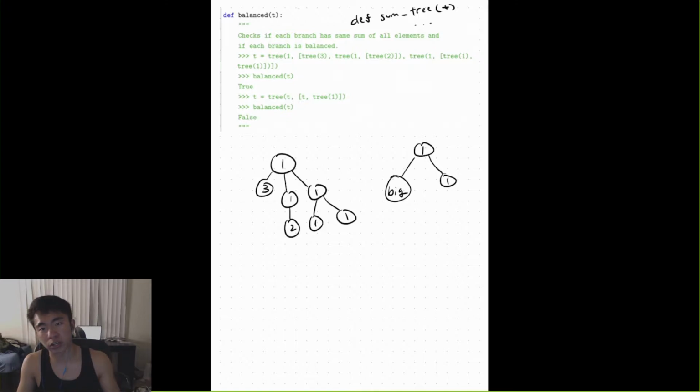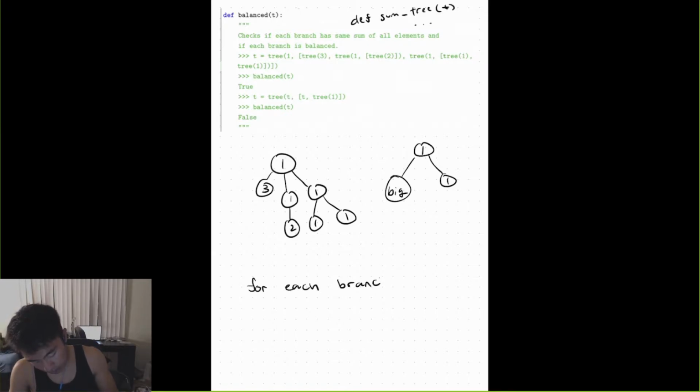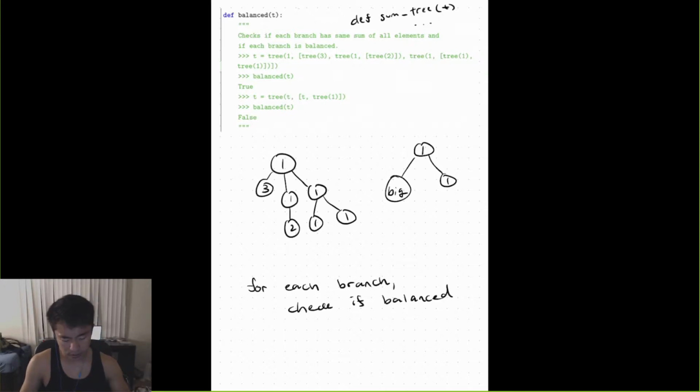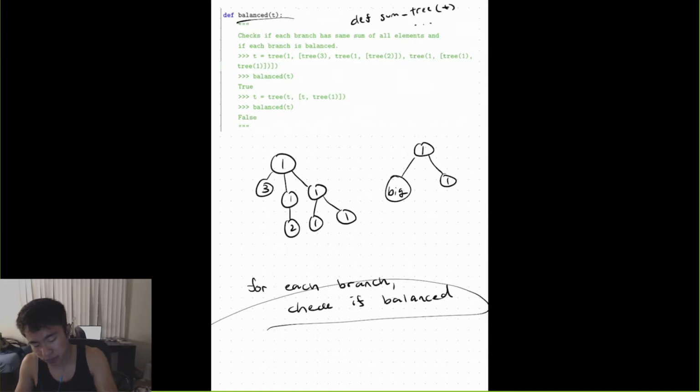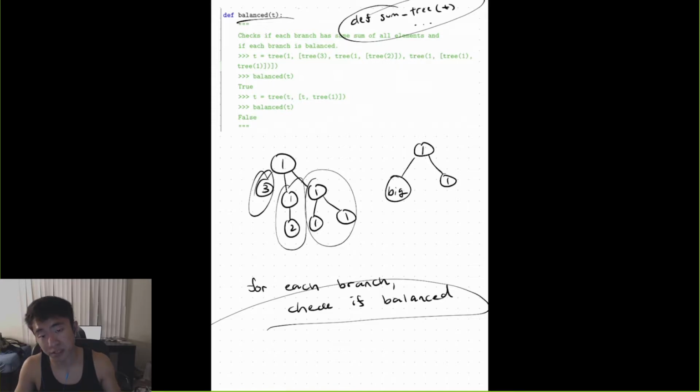Well, since we're checking if each branch is balanced, that gives us the idea that it should probably be a recursive call. And so because of that, we want to check for each branch if it's balanced. And since we check if it's balanced, that refers to a recursive call, because balanced of t is going to check if this branch is balanced and everything like that. And along with that, we also have sum_tree, which is going to give us the sum of the tree, which is pretty convenient because we actually do have to check the sums. It's 3 right here, the sums of these branches.